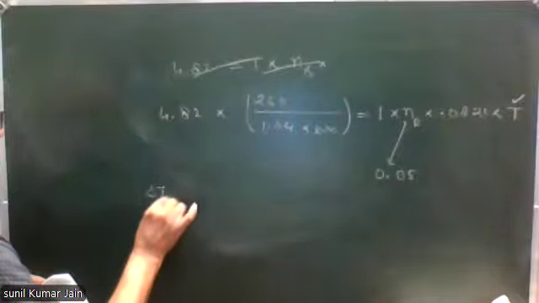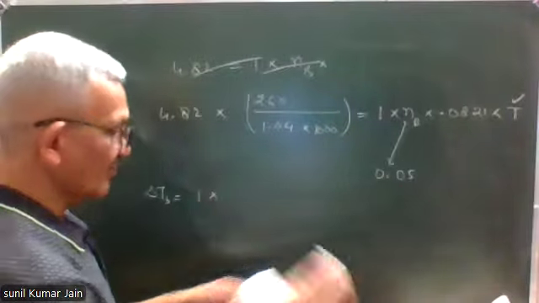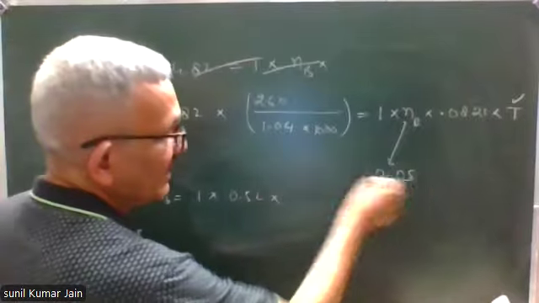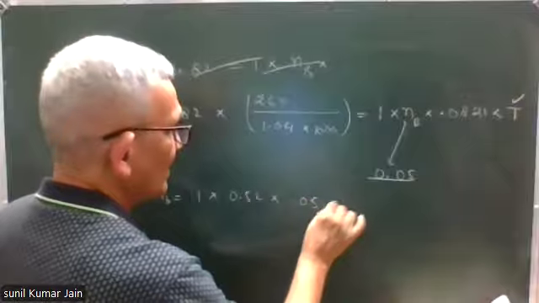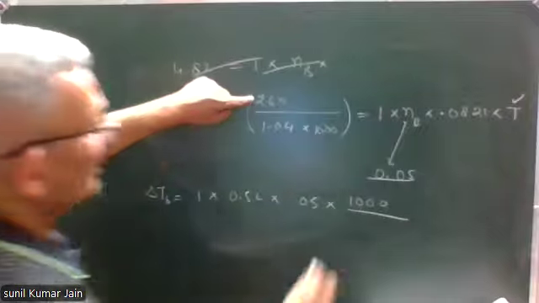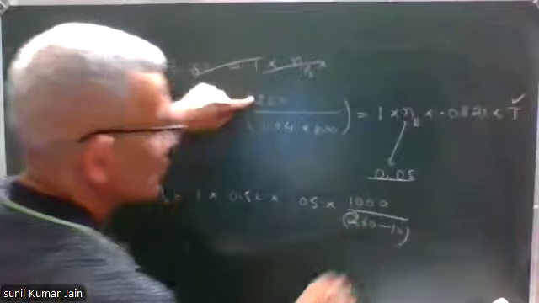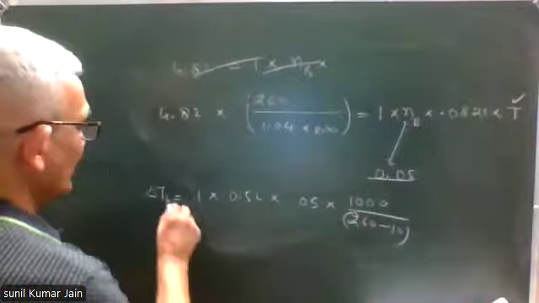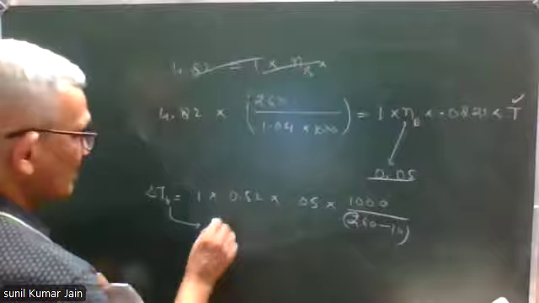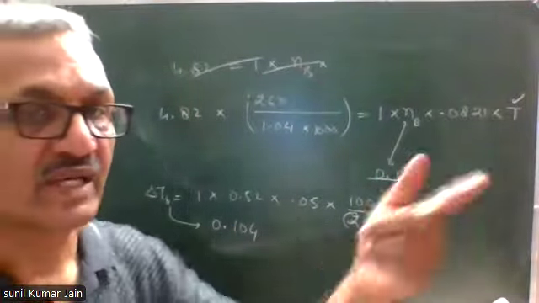Now, elevation in boiling point will be i is 1, Kb is 0.52 into molality. Molality will be number of moles of solute into 1000 divided by weight of solvent. Weight of solvent will be weight of solution minus weight of solute. It is given 10 grams of solute. You'll calculate the value of elevation in boiling point. This will come out to 0.104. So boiling point will be 100 plus elevation. That will be your answer.